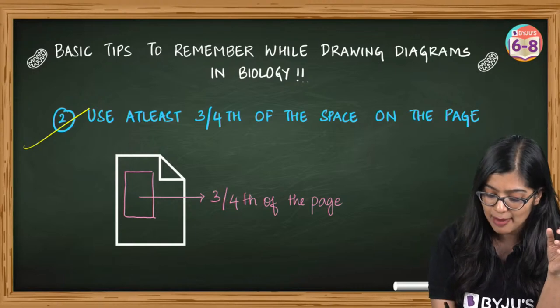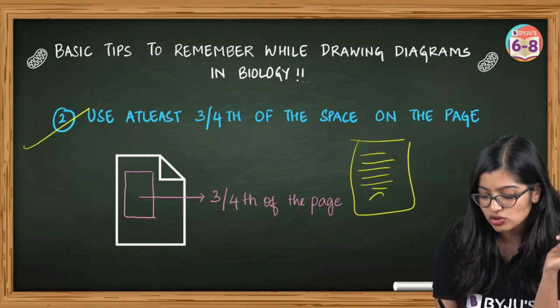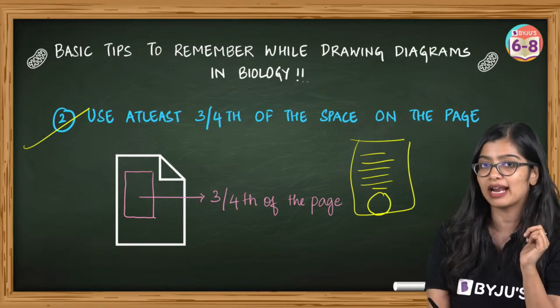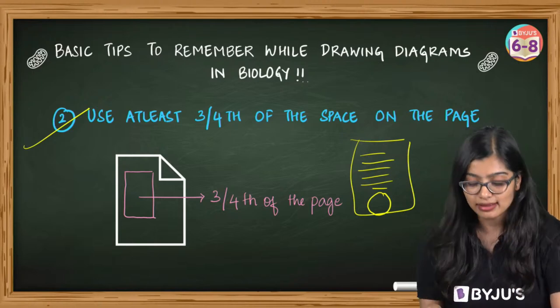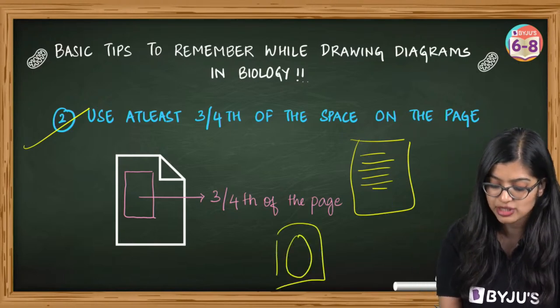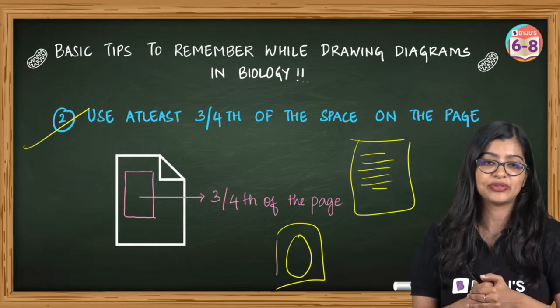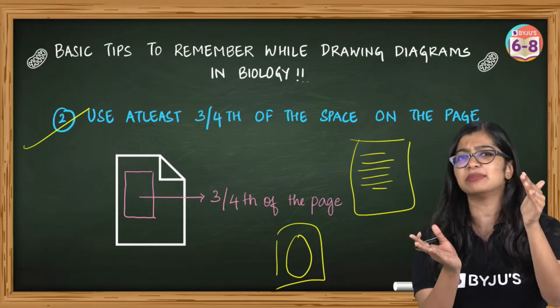Now, sometimes what will happen is on our page, we'll have so much notes, okay? Then you'll be like, okay, in this small place, I'll draw my diagram and keep it. That's when everything will get crumpled up. But rather, what I would recommend is, in such cases, go to the next page and draw a nice diagram, yes? Why 3/4? Because 3/4 is ideal. Half sometimes is not enough.